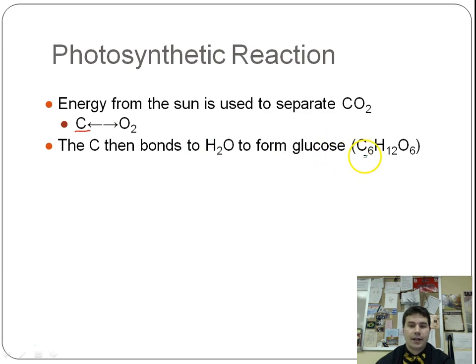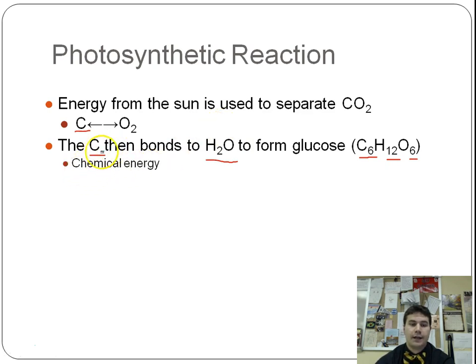Now, I know you guys are like, wait a minute, Mr. Messina, there's 6 carbon over here, there's only 1 carbon here. It's okay. And then you're going to be like, whoa, wait a minute. There's 1 water here, which only has 2 hydrogen and 1 oxygen. And this hydrogen over here has 12, and this has 6. Once again, it's okay, guys. These reactions work consistently. So more than 1 carbon and more than 1 water is needed.